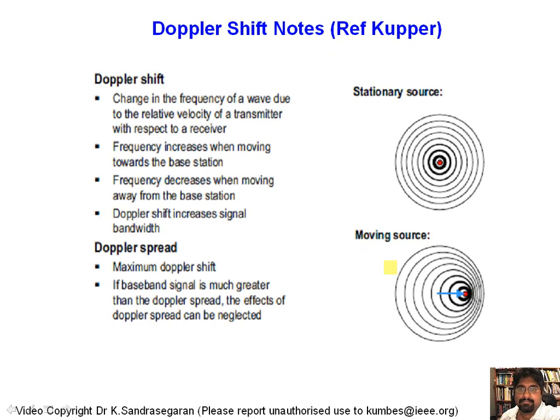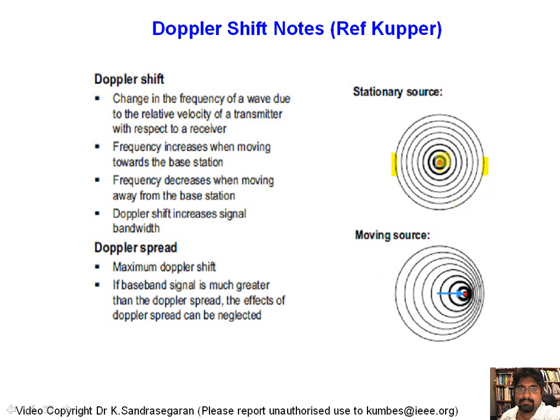Okay, now as a result, the other thing that happens as a result of movement is something called Doppler shift. Imagine this was a transmitter transmitting electromagnetic waves equally in all directions. Whether you are somewhere here or somewhere here, the electromagnetic waves are arriving at you at the same rate.